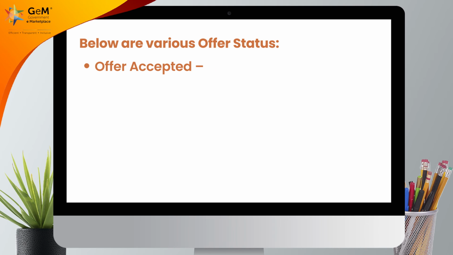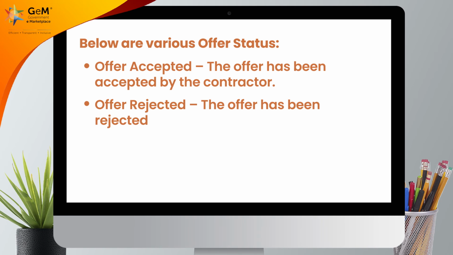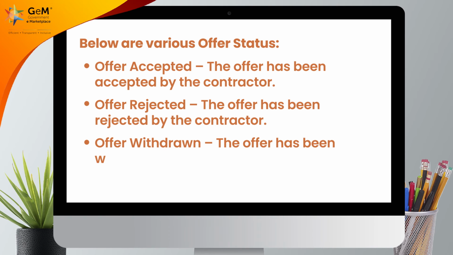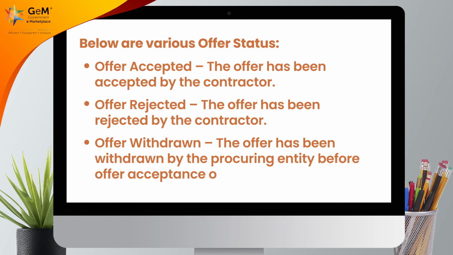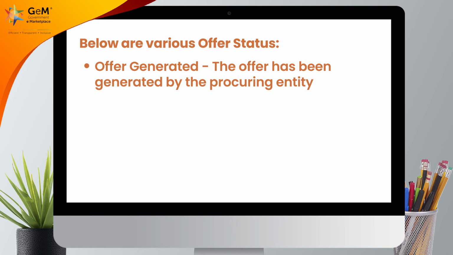Offer accepted. The offer has been accepted by the contractor. Offer rejected. The offer has been rejected by the contractor. Offer withdrawn. The offer has been withdrawn by the procuring entity before offer acceptance or rejection. Offer generated. The offer has been generated by the procuring entity.